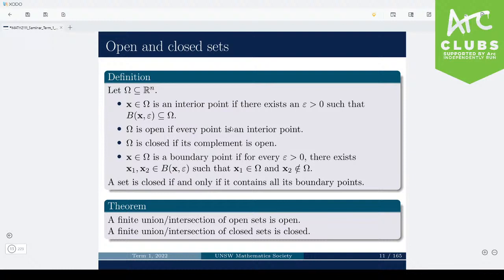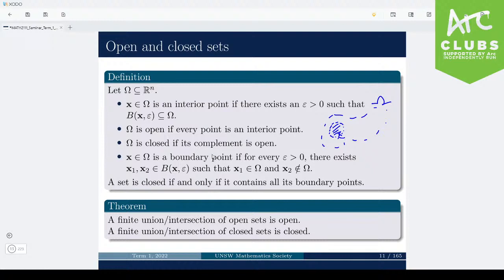So let's go through some definitions. If X is an interior point, then that means that there always exists an epsilon arbitrarily small enough such that the entire ball around X fits within your set omega. So for example, if our omega set looks something like this, let's call this set omega, and we pick some point X on the inside, it's an interior point because we can find an epsilon ball around X that's small enough such that it fits within our entire set omega. Okay, that's what an interior point is.